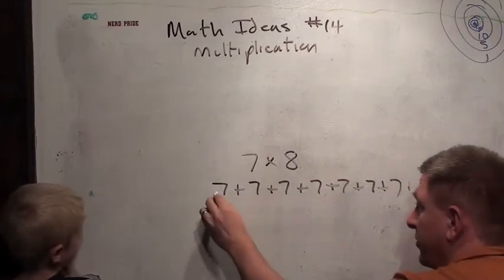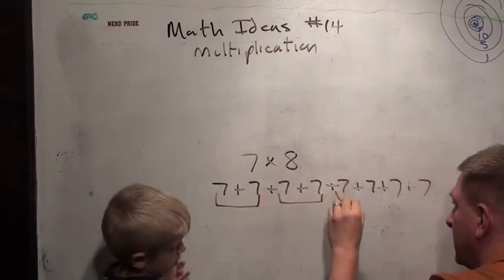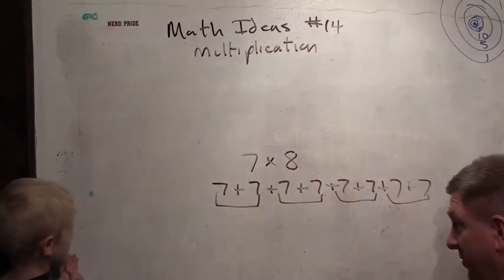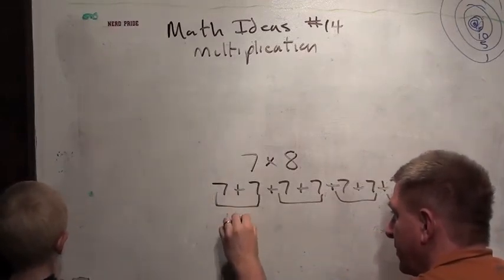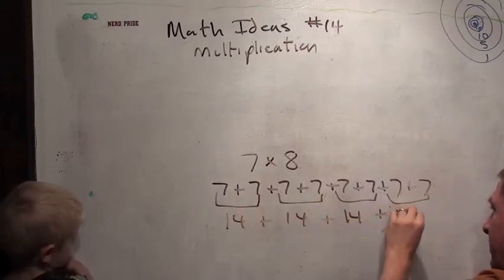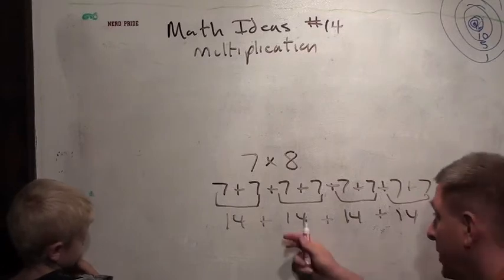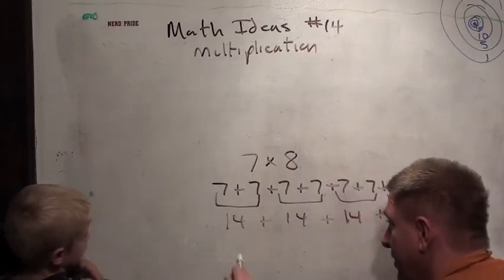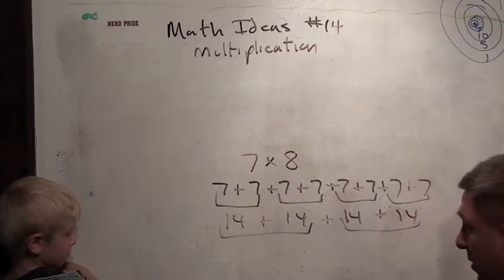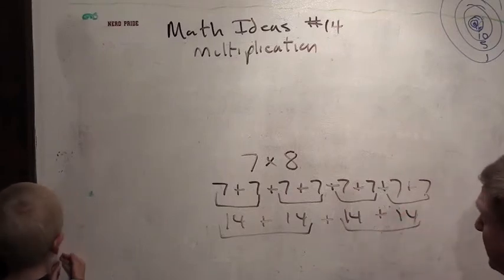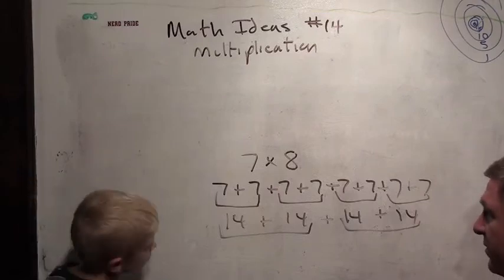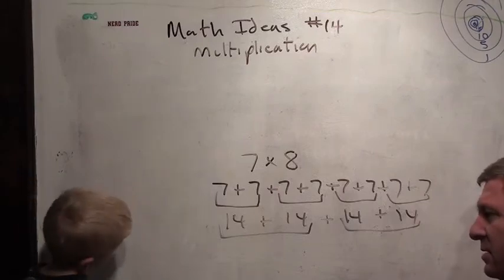Group them in groups of 2. So we have a bunch of 7 plus 7s. What's 7 plus 7? 14. Very good job. So 14 plus 14 plus 14 plus 14. Oh, hey, look! We can group these in groups of 2. We can group here, and we can group here. Am I still on this camera? Yeah. What's 14 plus 14? Do you know? How would you figure 14 plus 14 out?